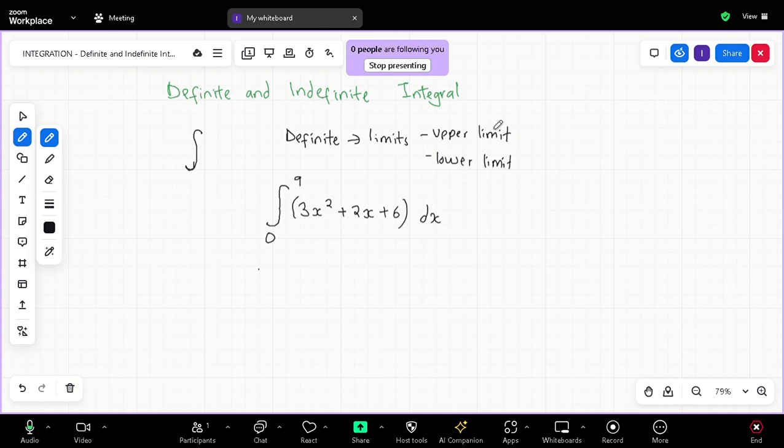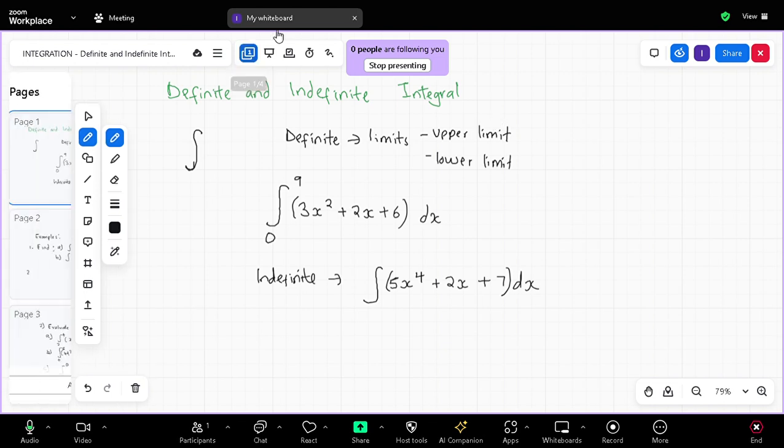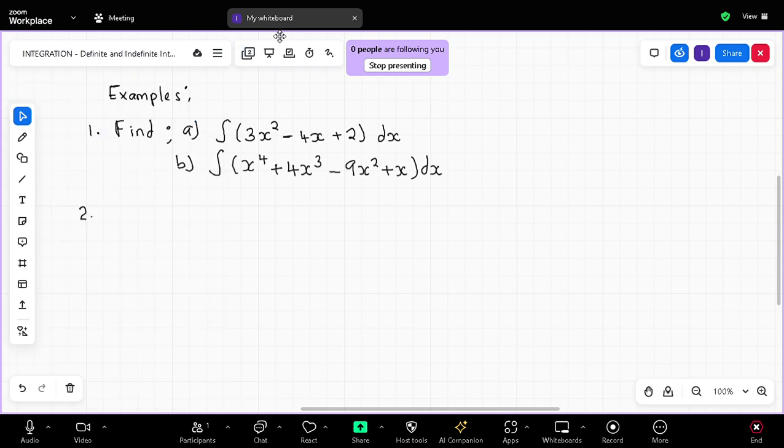Now, without wasting time, the indefinite integral is the one where we are just being asked to integrate the following. We have been told, for example, 5x power 4 plus 2x plus 7 with respect to x. The one that has got no limits is the one which is called the indefinite integral. In the indefinite integral, after integrating, we always add a constant term, that is a c. Now let us go to the examples. We have two questions here.